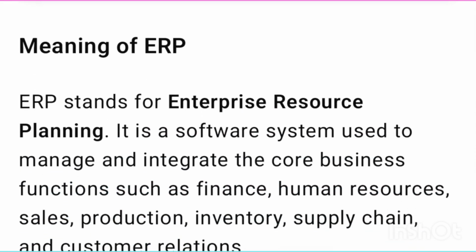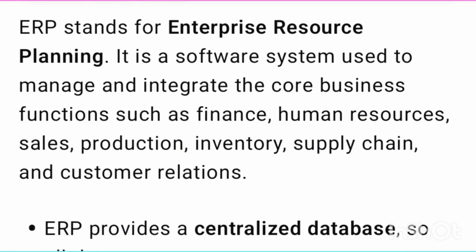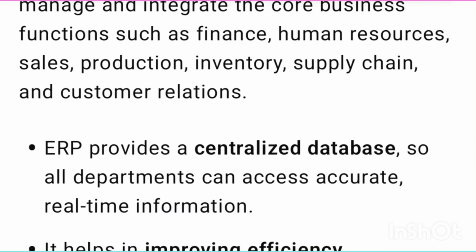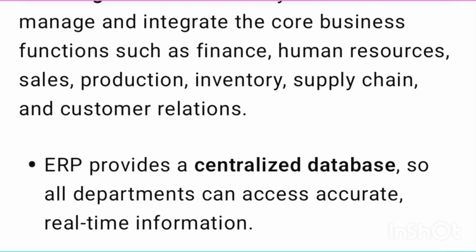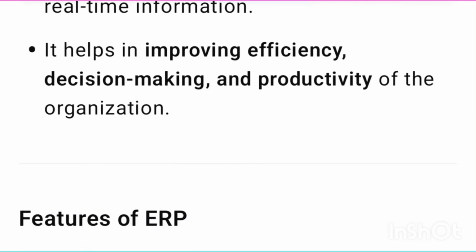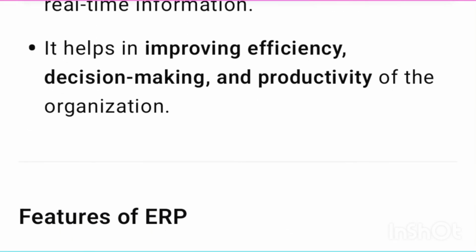Meaning of ERP. ERP stands for Enterprise Resource Planning. It is a software system used to manage and integrate the core business functions such as finance, human resources, sales, production, inventory, supply chain, and customer relations. ERP provides a centralized database so all departments can access accurate real-time information. It helps in improving efficiency, decision-making, and productivity of the organization.